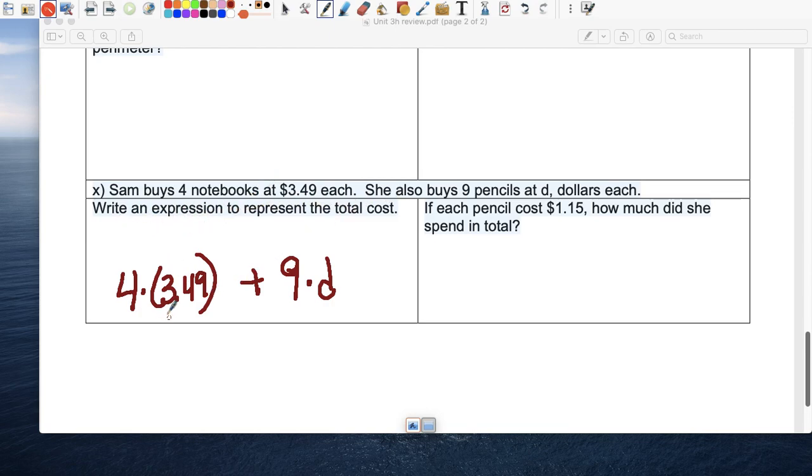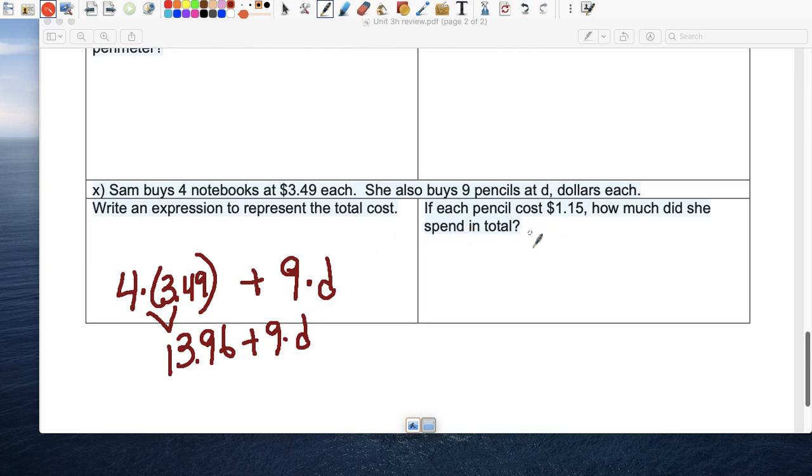Well, the total cost. I'd much rather you multiply this because you have a calculator, and apparently I don't. Oh, I have a phone, so I can cheat. 4 times $3.49 is $13.96. Well, that's your first point right there. Write that as an expression to represent the total cost. So she spent $13.96 for the 4 notebooks and $9.90 for the pencils.